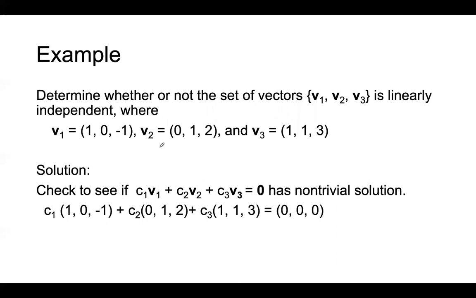So we could write essentially C1 times V1 plus C2 times V2 plus C3 times V3. Is this equal to the 0 vector? And are these C's a non-trivial solution or a trivial solution? So we could write this out and replace the vectors here with V1, V2, V3, and this is equal to that 0.